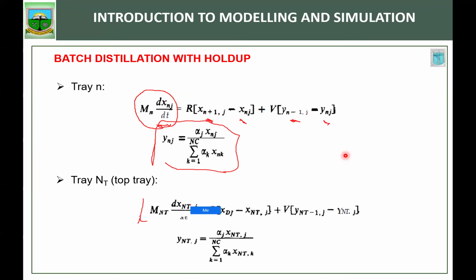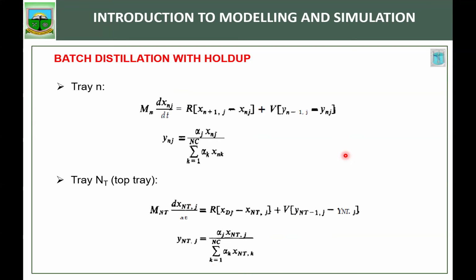Mass of the product on the top tray will be equal to the reflux minus the volume on the top tray plus the vapor times the mole fraction input to the tray, and then the mole fraction outputs to the tray. Then you have this one's also constitutive equation stated here. All right.